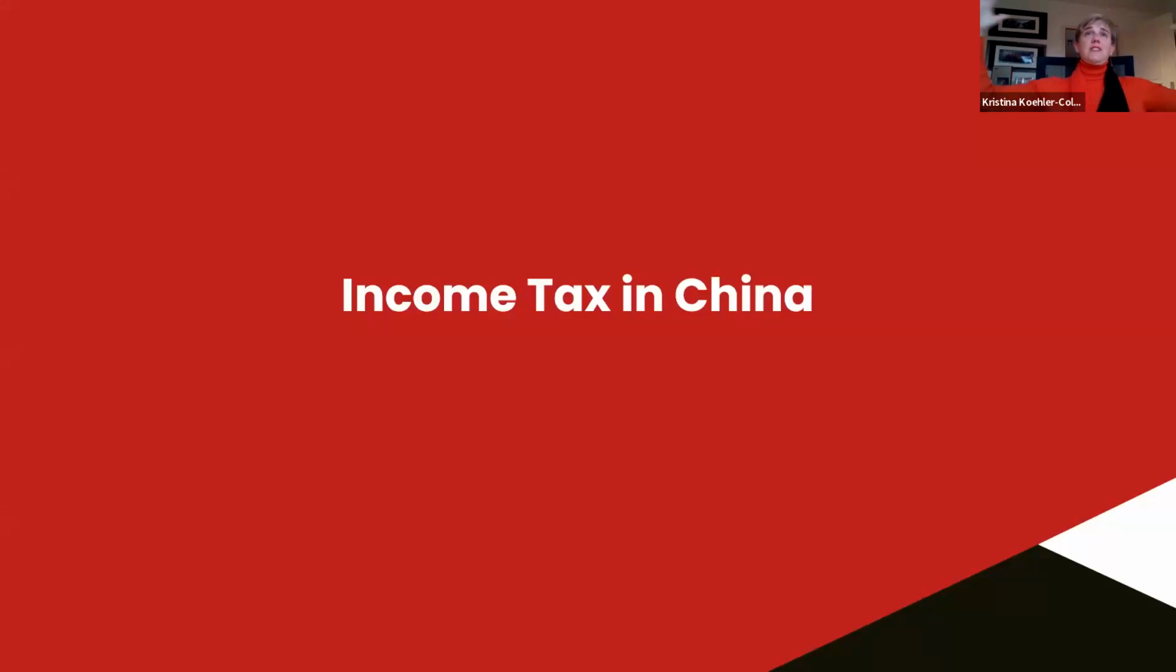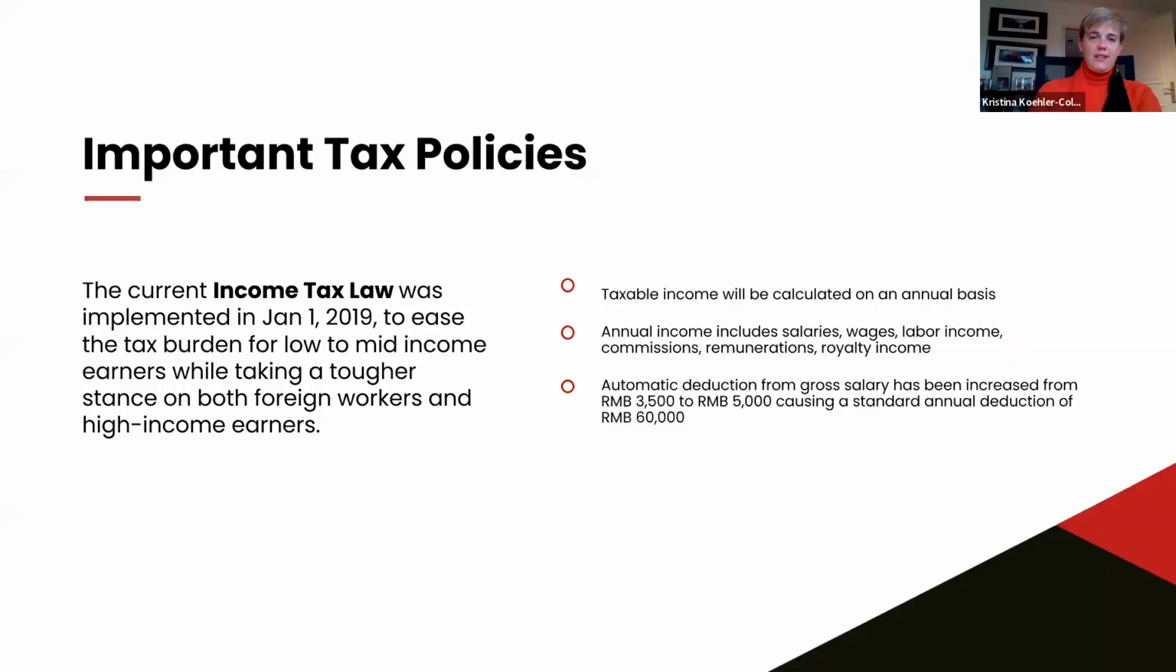Income tax in China. Obviously, this is all why we've come in. How are we going to optimize everything? How are we going to calculate everything? All right. Now, the current income tax law was implemented January 1st, 2019. So you are looking at a system where you calculate your income tax based on the annual package. Annual income includes salaries, wages, commissions, remunerations, royalty income, bonuses, etc. The automatic deduction is now at 5,000 per month, 60,000 renminbi per annum.